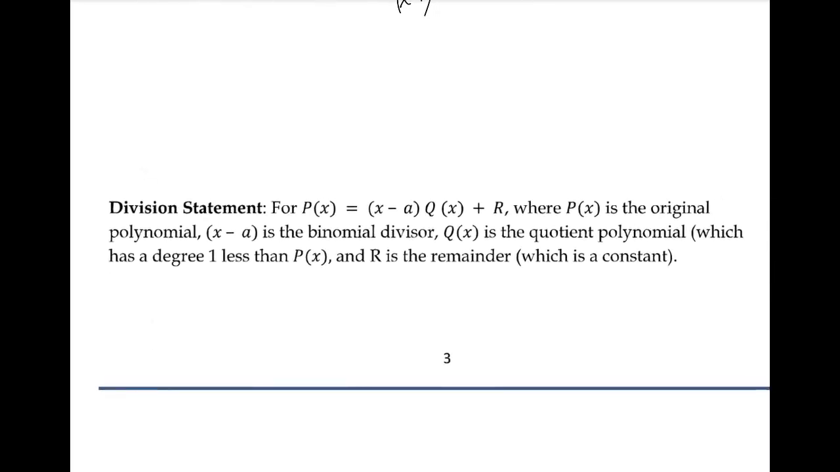Okay. In general, the division statement for p(x) equals (x minus a) q(x) plus r, where p(x) is the original polynomial, x minus a is the binomial divisor, q(x) is the quotient polynomial, which has a degree 1 less than p(x), and r is the remainder, which is a constant.